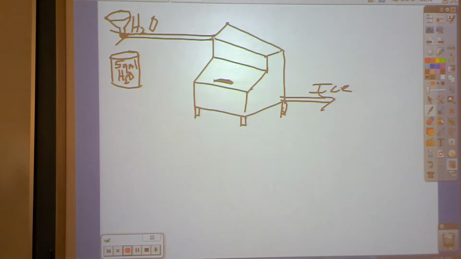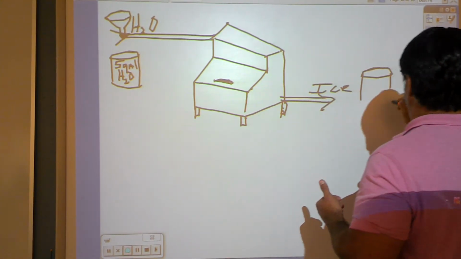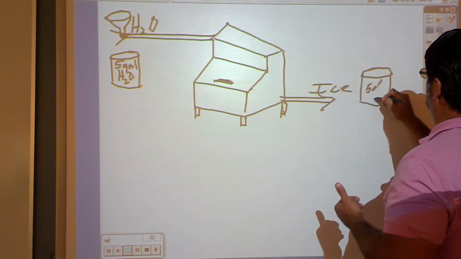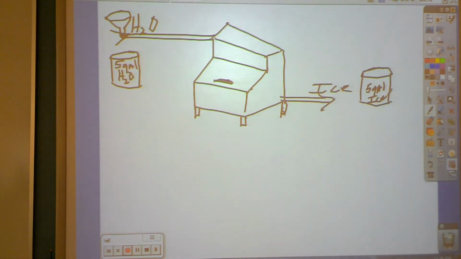How much? 5 gallons worth, right? Does anybody have a problem with that? I'll get 5 gallons worth of ice. What if I put in 10 gallons of water? I'll get 10 gallons. What if I put in 3 gallons of cherry Kool-Aid? I'll get 3 gallons of cherry ice. So what can you tell me from this little scenario?